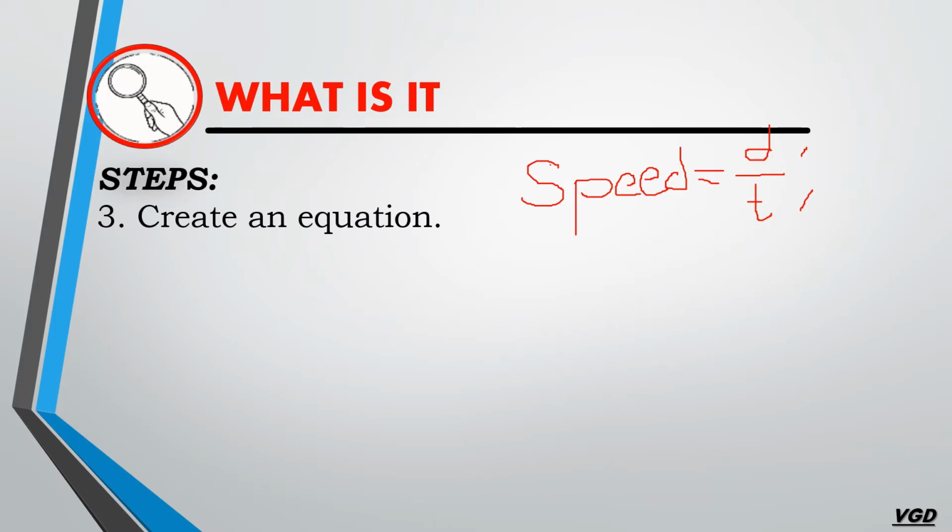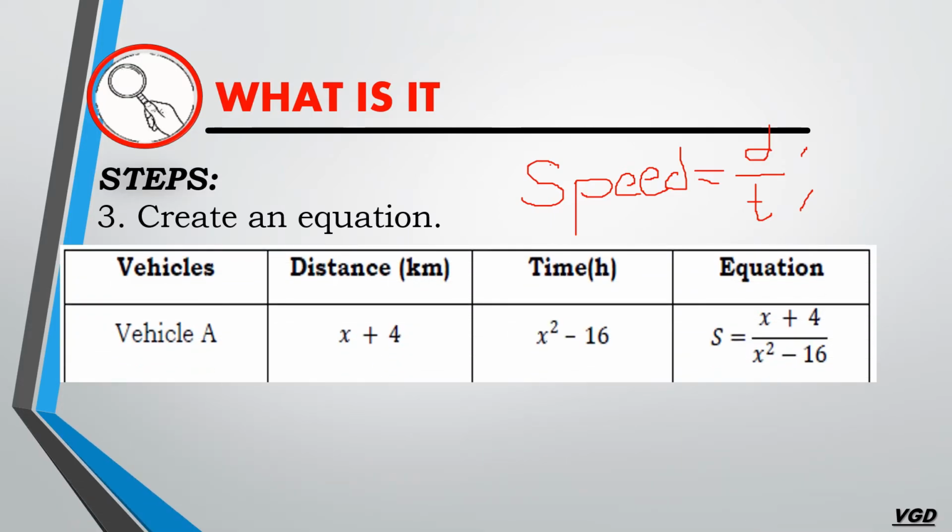So for the first vehicle, our distance is x plus 4, and our time is x squared minus 16. Following our formula, S is equal to D over T, we will be able to get the equation S is equal to x plus 4 over x squared minus 16.